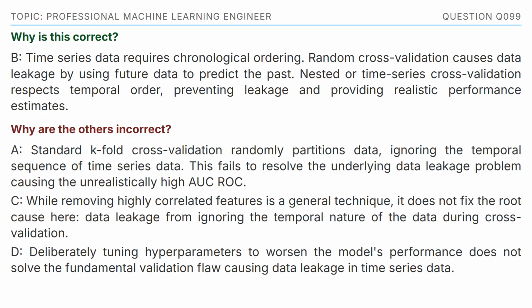Why are the others incorrect? A. Standard k-fold cross-validation randomly partitions data, ignoring the temporal sequence of time series data. This fails to resolve the underlying data leakage problem, causing the unrealistically high AUC-ROC. C. While removing highly correlated features is a general technique, it does not fix the root cause here, data leakage from ignoring the temporal nature of the data during cross-validation. D. Deliberately tuning hyperparameters to worsen the model's performance does not solve the fundamental validation flaw causing data leakage in time series data.